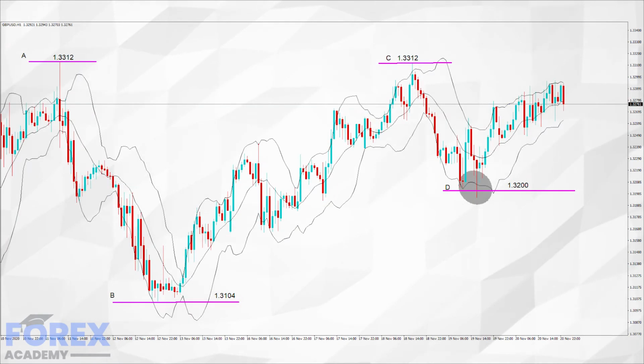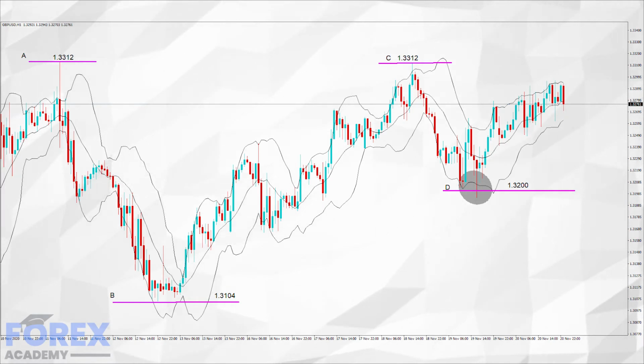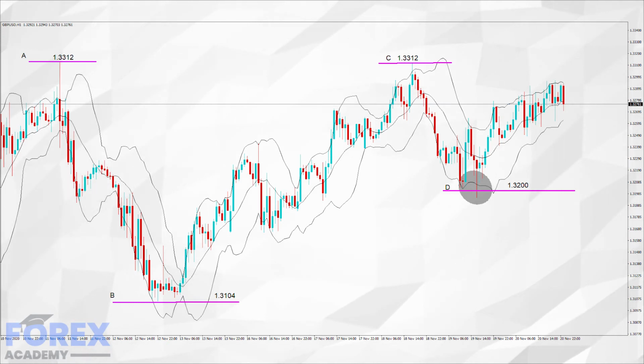Here we have highlighted the pullback from position C to position D, which has respected the 1.3200 line after the pullback. It is a 50% retracement of the earlier move from A to B, and this is significant because traders believe there will be a last-minute attempt to close a free trade deal between the two sides, who are playing this situation like a game of poker, and where neither side wants to be the first to blink.